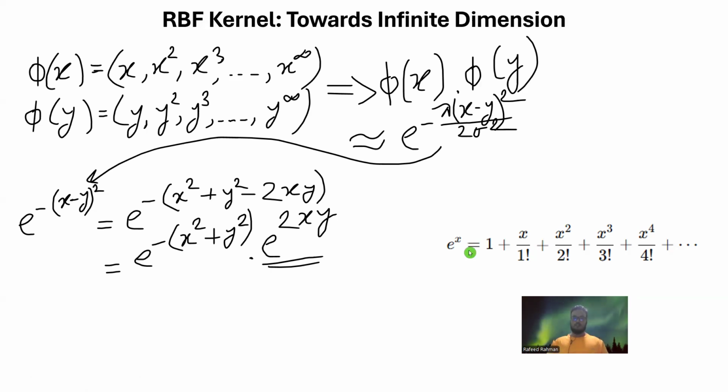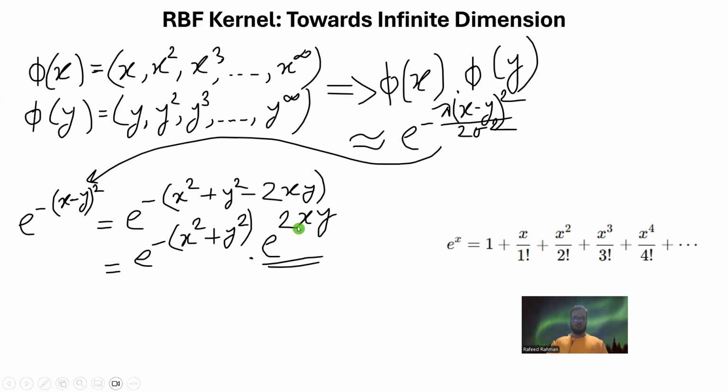That means, suppose x equals 5. So e to the power 5 is equal to 1 plus 5 by 1 factorial plus 5 square by 2 factorial. And the more terms you add, the closer your value will be to the actual value of e to the power 5. Okay. So it's an infinite series. It's an infinite series. That is important.